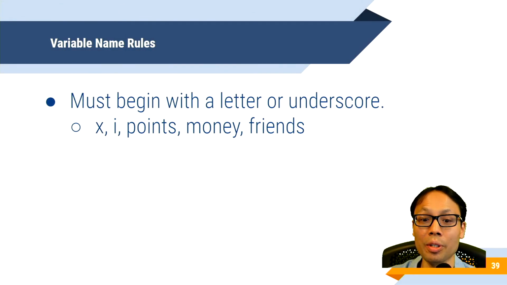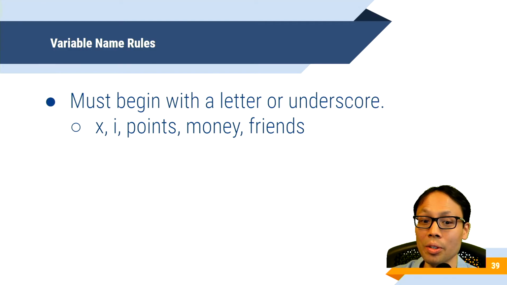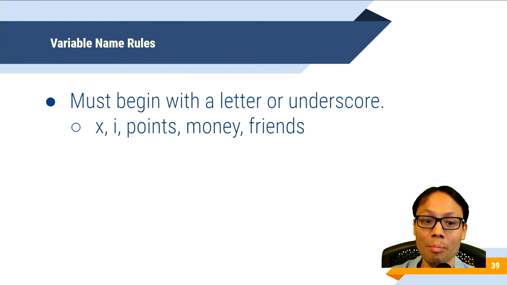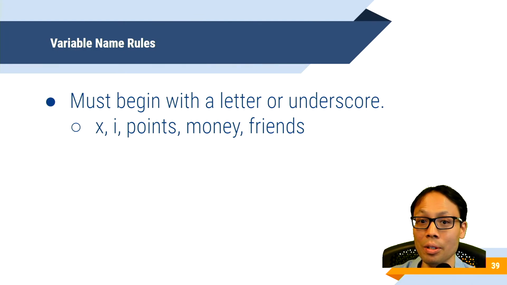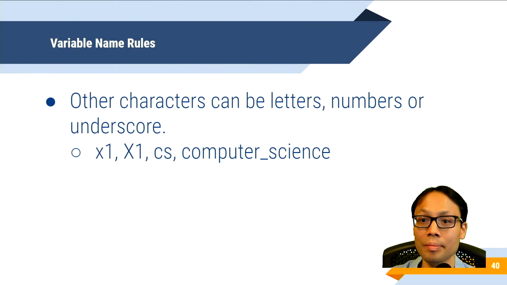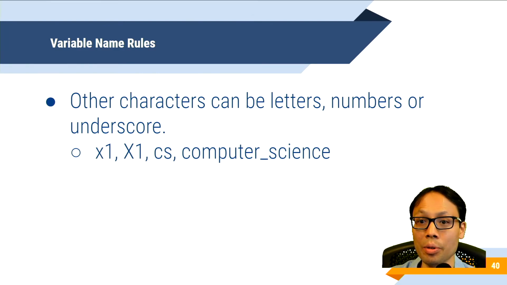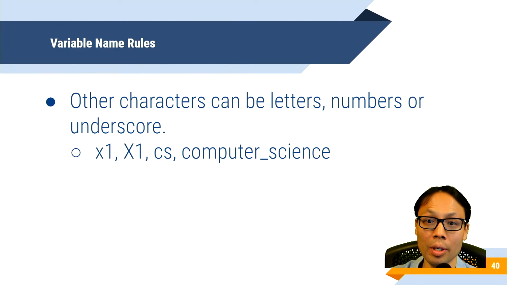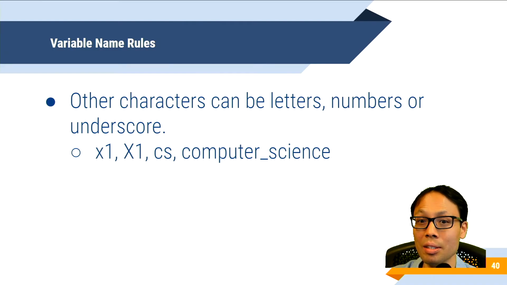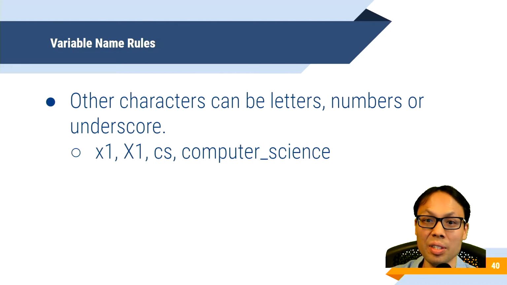All right, some variable naming rules. Variable names must begin with either a letter or an underscore. Some examples are x, i, points, money, and friends. Other characters can be letters, numbers, or the underscore. So for example, you could have x1 with a lowercase x, a capital X1, CS, or computer underscore science. All of these are legal variable names.